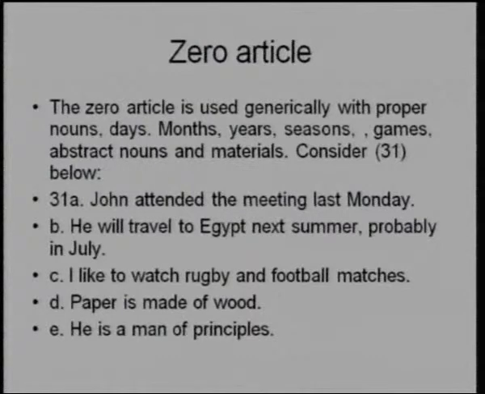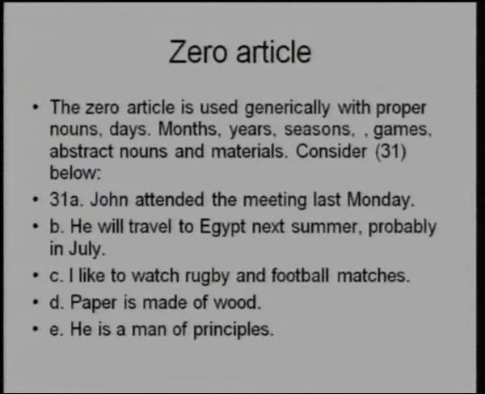The zero article is used generically with proper nouns, days, months, years, seasons, games, abstract nouns, and materials. John attended the meeting last Monday. All days of the week are zero: Sunday, Saturday, Monday, Tuesday, Wednesday. Names of months, January, February, March, April, May, June, July, are also zero article. Seasons are also zero: autumn, summer, winter, fall. It is spring, it is zero.